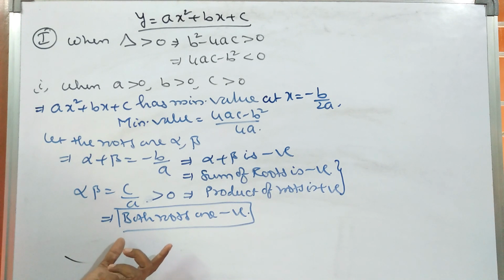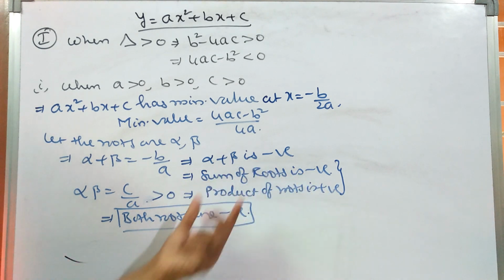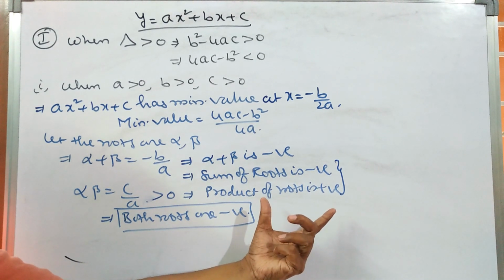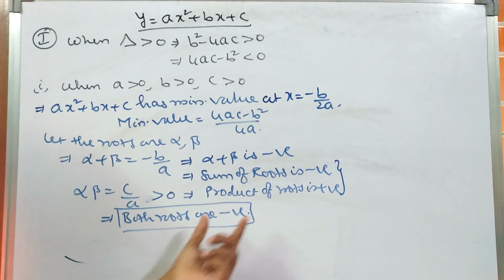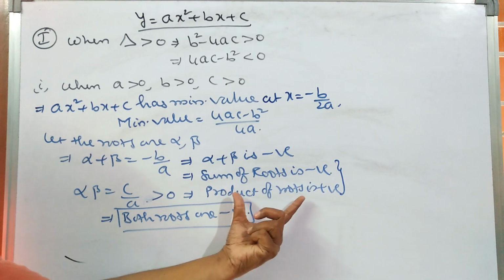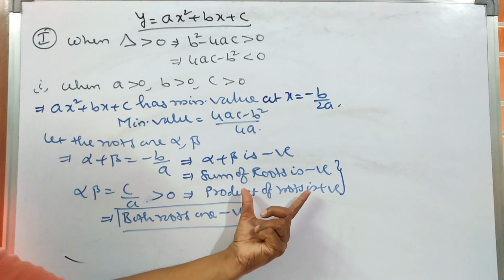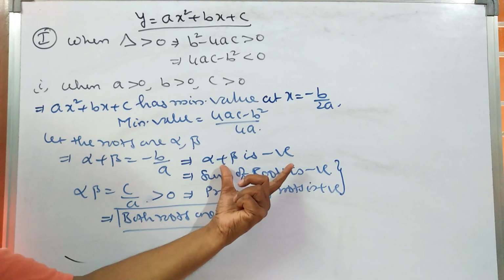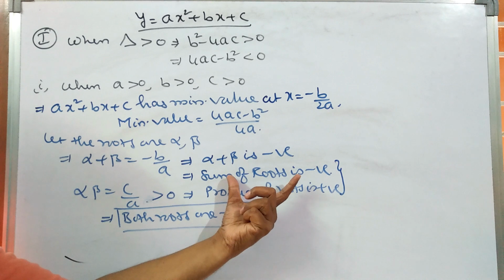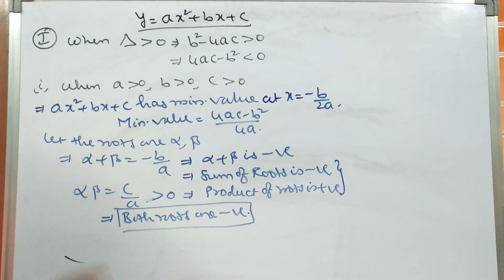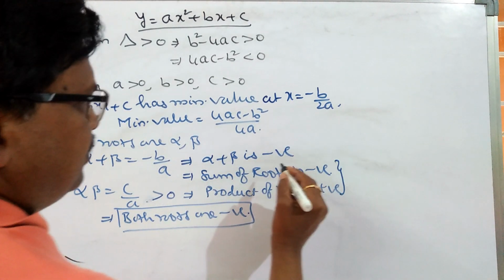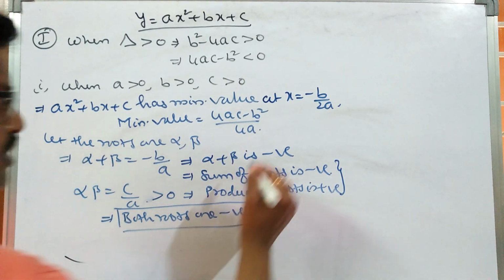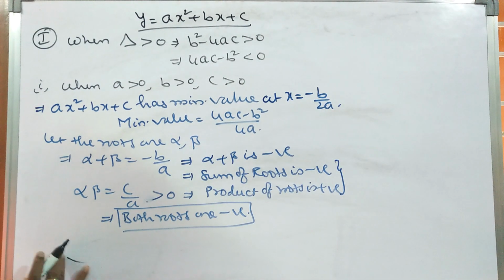How did we get that both the roots are negative? Because sum is negative, product is positive. When the product of the roots is positive, both roots have the same sign, both roots may be positive or both roots may be negative. But the sum of the roots is negative now. Sum of the roots is negative means both roots are negative. So we came to know that both roots are negative and it is also having two real roots.